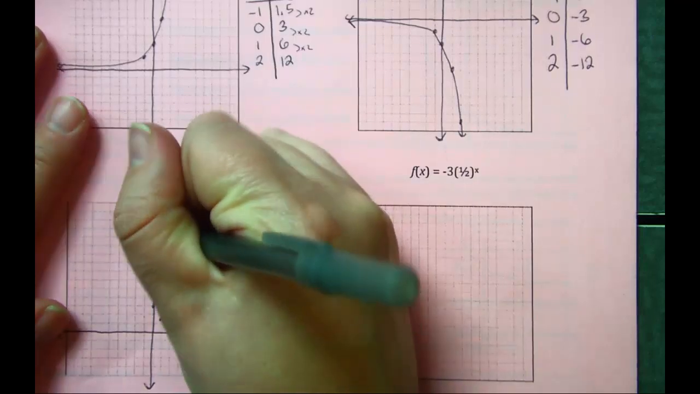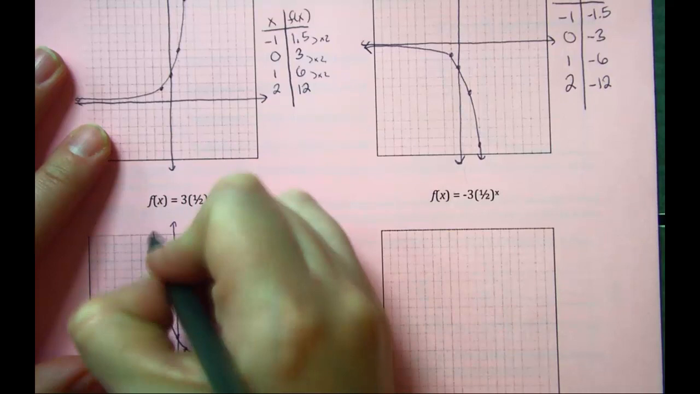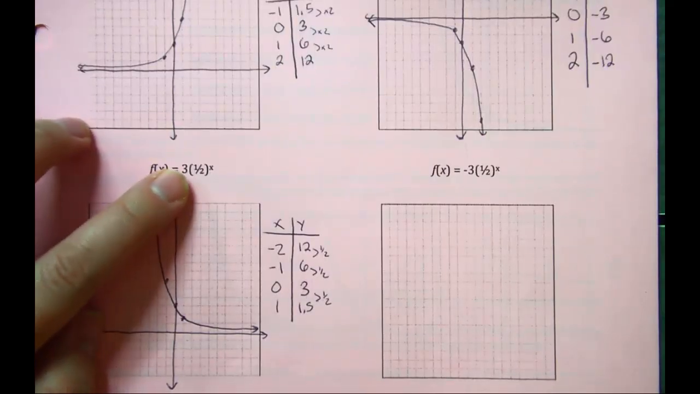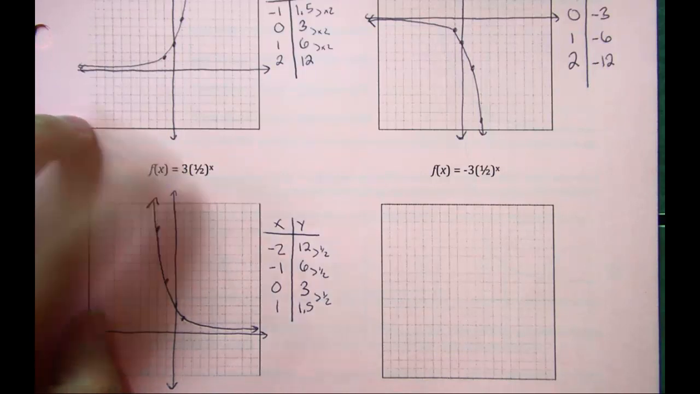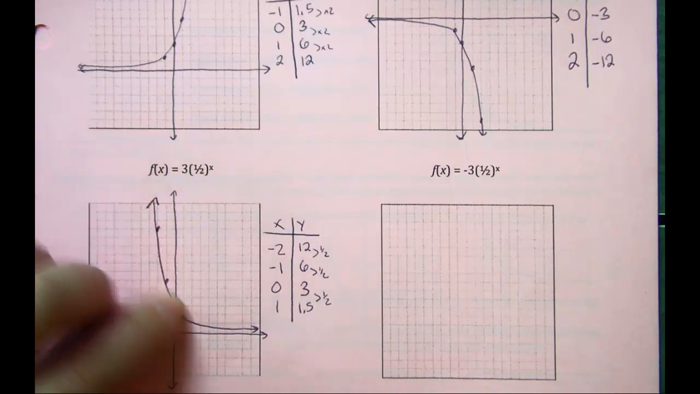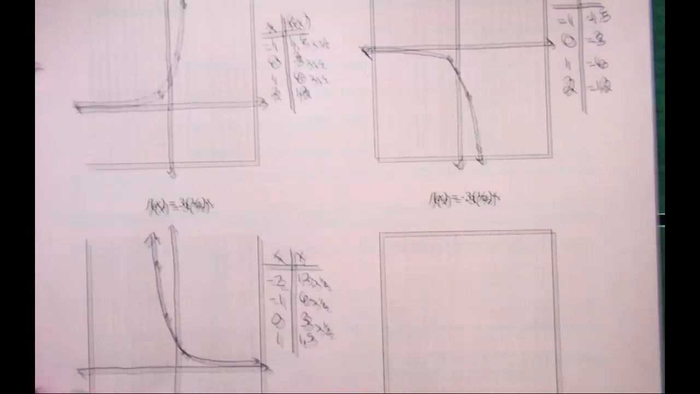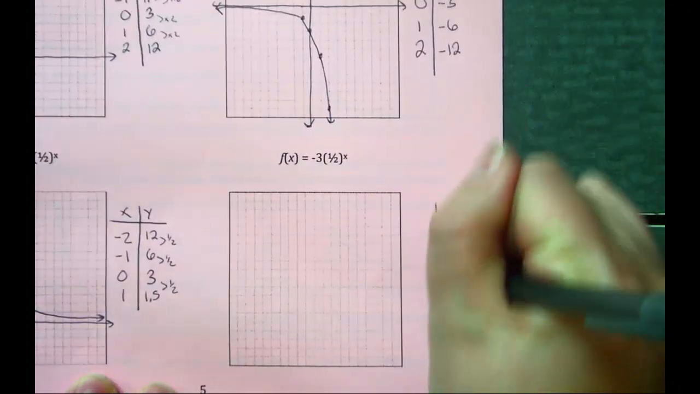So now what's happening is because I have a function that has a b value that's in between 0 and 1, I know that that's a decay factor. It's going to be decreasing. And so it's going down, down, down, down, down, getting closer and closer to the x-axis on this way. Here, I'll make my table.